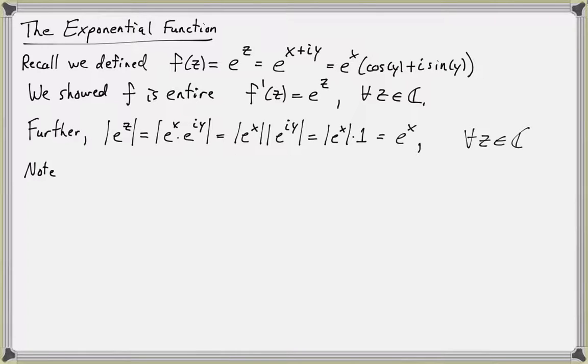Now let's look at the fact that e to the z is a periodic function. We see that if we take e to the power z plus 2 pi i, we can factor this as e to the z times e to the 2 pi i, and e to the 2 pi i is the polar representation for the complex number 1. So you get e to the z times 1, which is e to the z. So we see that e to the z is a 2 pi i periodic function.